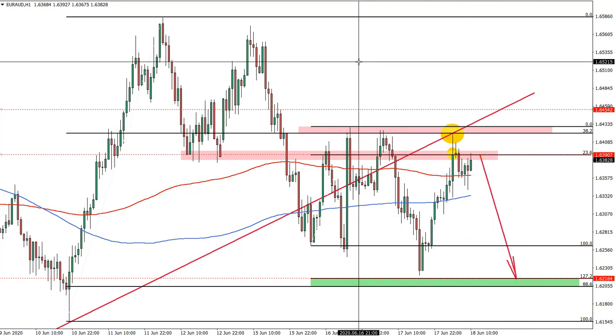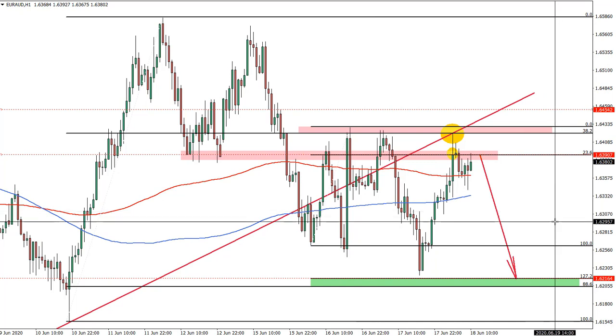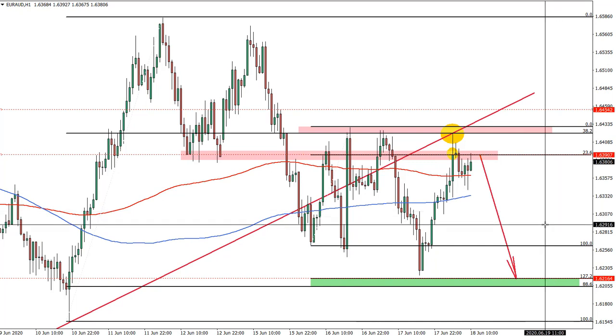So that's it, guys. I hope you enjoyed it, and we will see how it goes. I think the target should be reached by tomorrow, and also on Australian and Euro pairs we should be moving towards our direction.